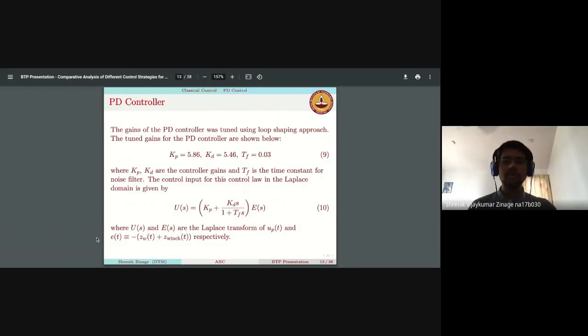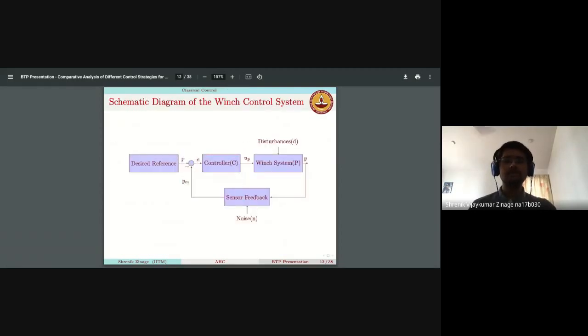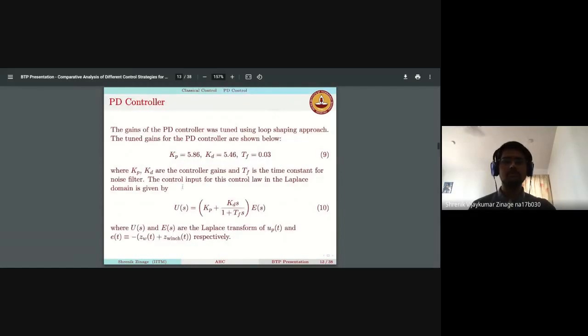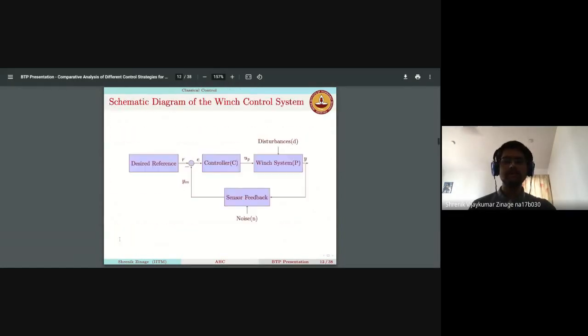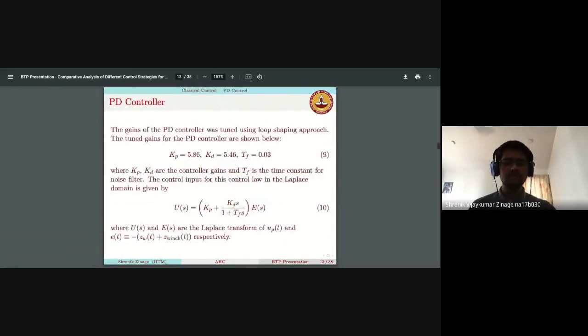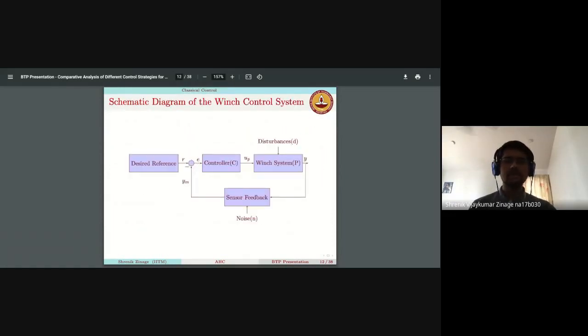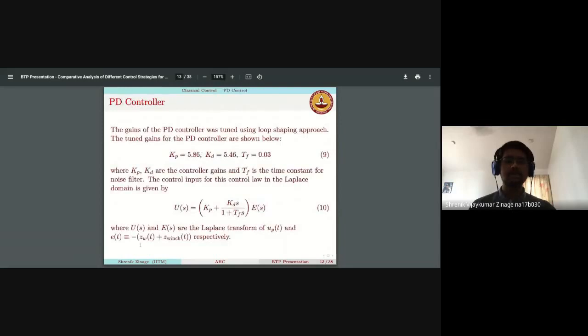So where E of t represents the error, which I want to minimize. That is the reference minus y. In our case, the reference was the opposite of the net heave time history, which is minus of z winch. The error would be minus of z winch minus zw of t, so it's like minus zw of t plus z winch, with the bracket inside. So that would be the error in our case.